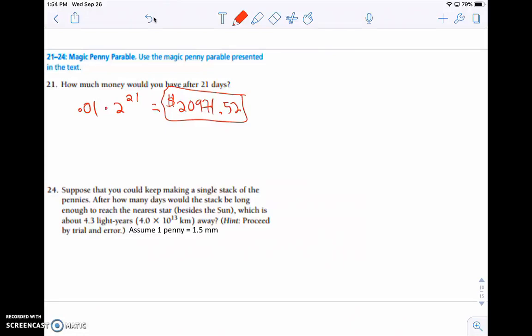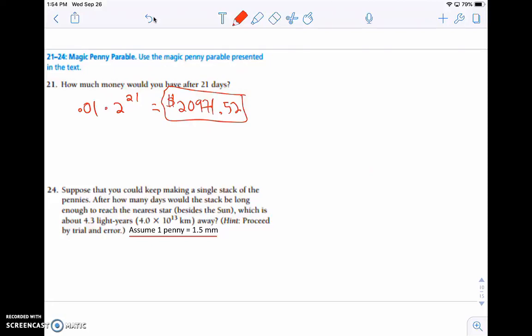Now, let's suppose that you keep making a single stack of the pennies. So every time you get those pennies, you stack them up. How many days will it take the stack to be long enough to reach the nearest star, besides the sun, which is 4.3 light years, or 4 times 10 to the 13 kilometers away? And we assume that 1 penny is approximately 1.5 millimeters thick. So we want to figure out where this is at.